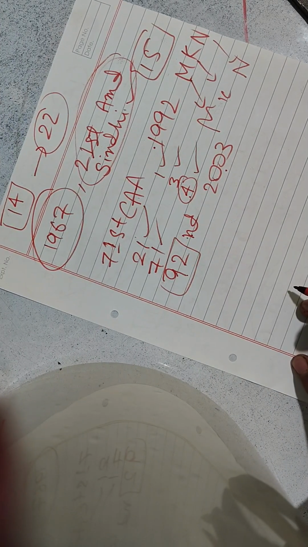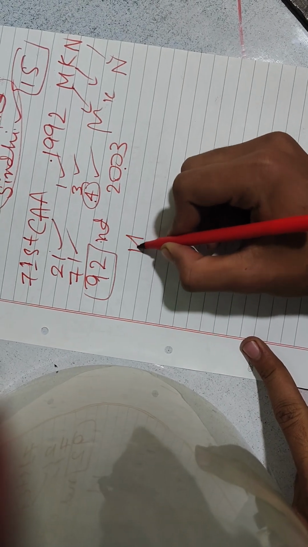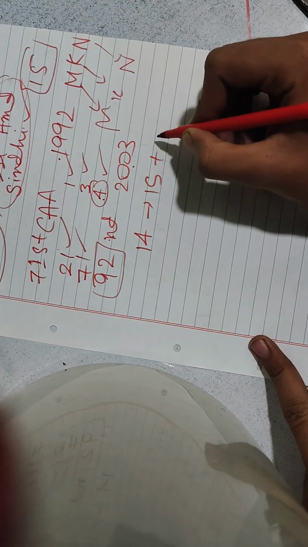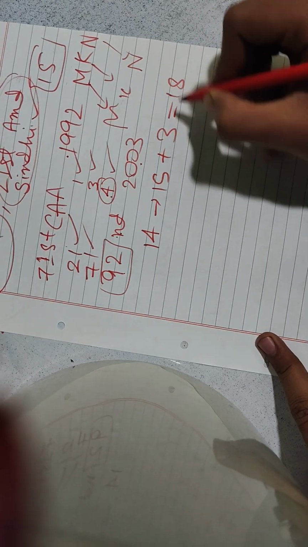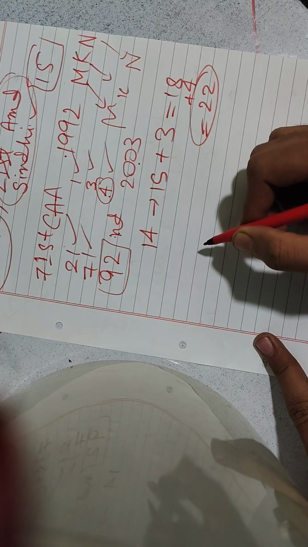Getting my point or not? From 14 it became 15, then 3 more languages were added and it became 18, and then 4 more languages were added and it became 22. So now there are 22 scheduled languages.